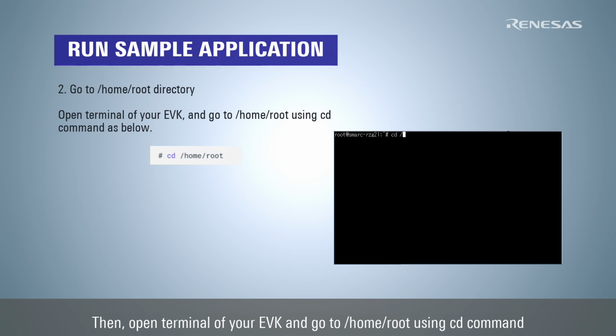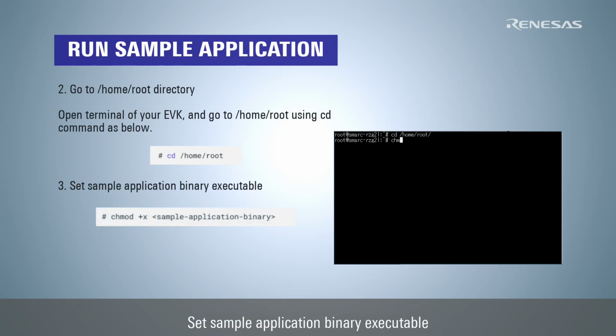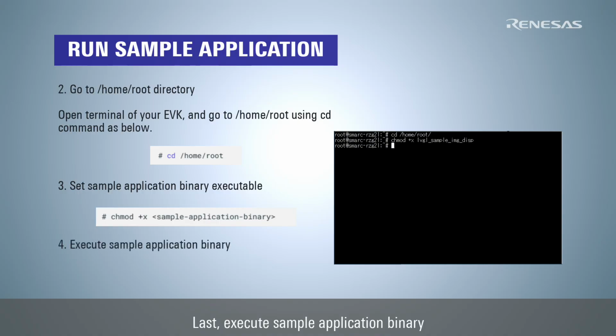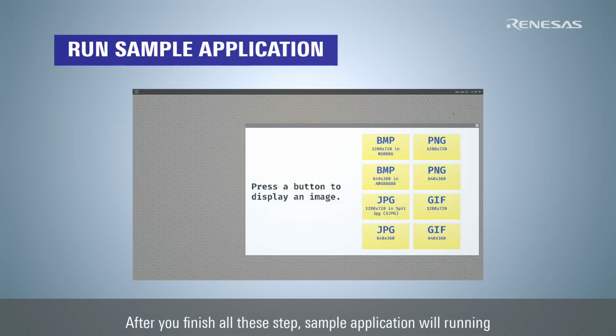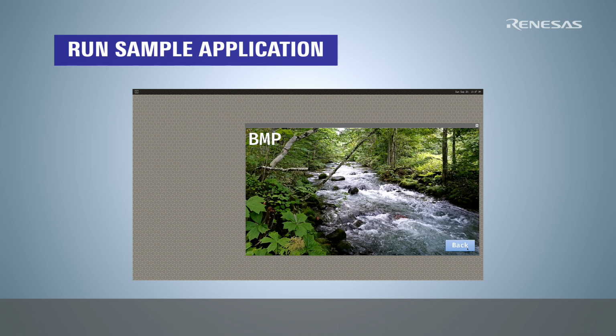Then, open terminal of your EVK and go to /home/root using cd command. Set sample application binary executable. Last, execute sample application binary. After you finish all these steps, sample application will be running.